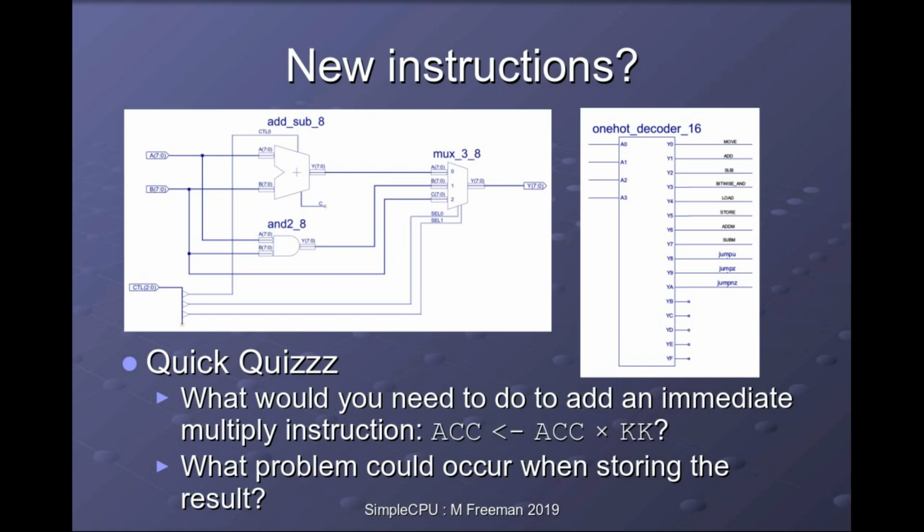Okay, no rest, another quick quiz. What modifications would you need to make to the processor to add a new multiply instruction? So an instruction can multiply together the value stored in the accumulator and a constant in one instruction. To help you start thinking about that problem, here we have the schematic of the ALU, and here we have the 1 hot decoder we saw in the previous question.